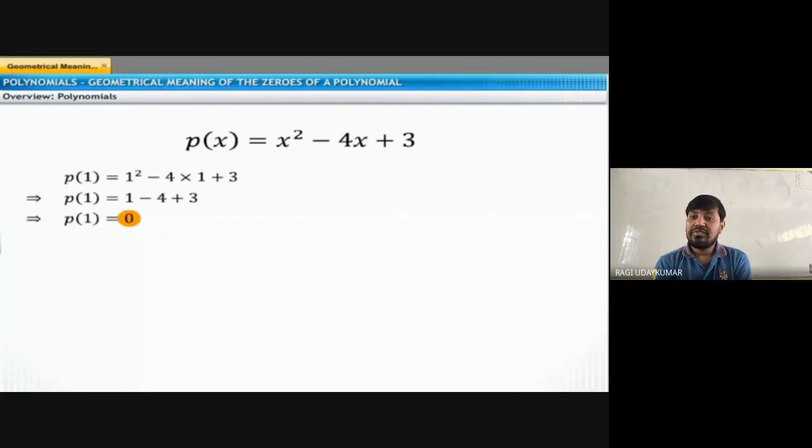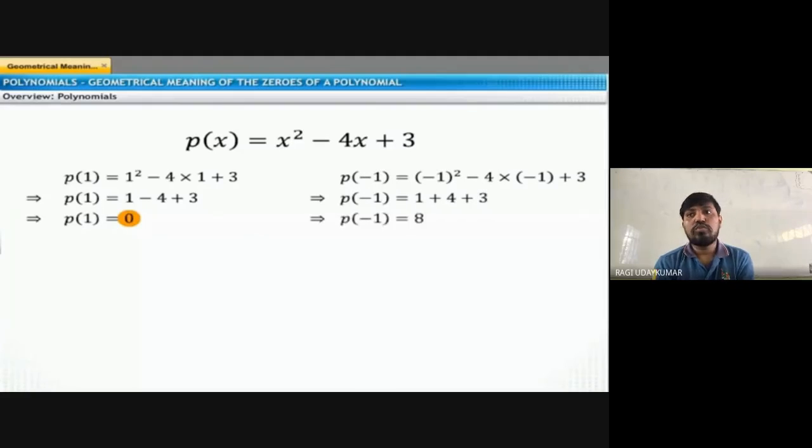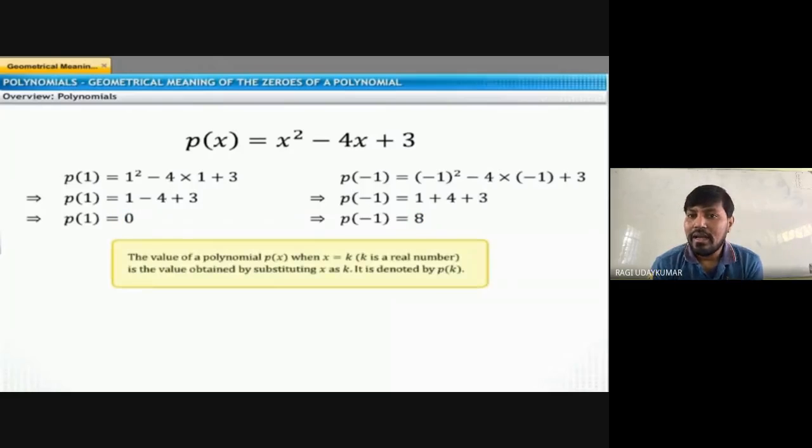So there is a lot of difference between the zero and the root: a polynomial has a zero, an equation has a root. So please note that point. Here, if you substitute minus 1 in the polynomial, you are getting 8. So that is the value of the polynomial. It is called the value of that particular polynomial at x equals minus 1.